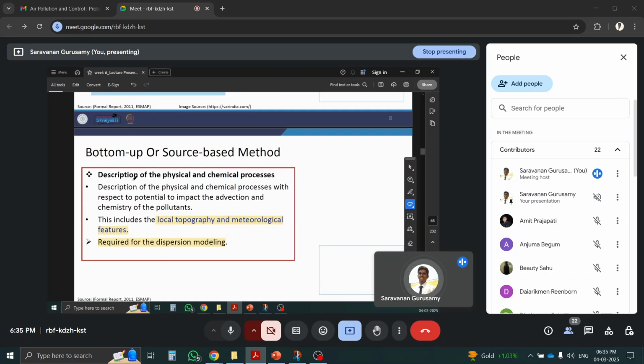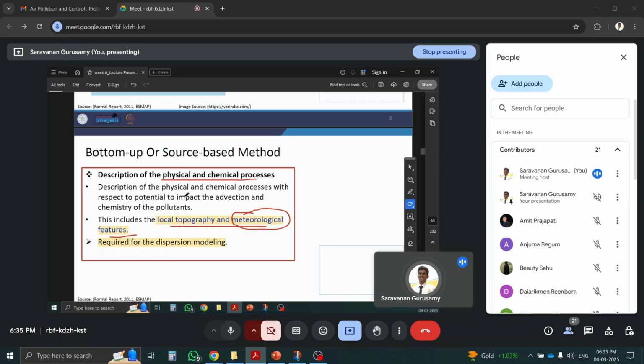And if you see how to find the physical and chemical processes involved in the emitter sources, you can go with the local topography and meteorological features that will help in conversion or transformation of different pollutants. Like if SO2 is emitted, if there is a lot of moisture content in the ambient air, then it will be converted to H2SO4. If nitrates are emitted, then they will be converted to nitric acid. So those meteorological features will contribute to the physical and chemical processing.